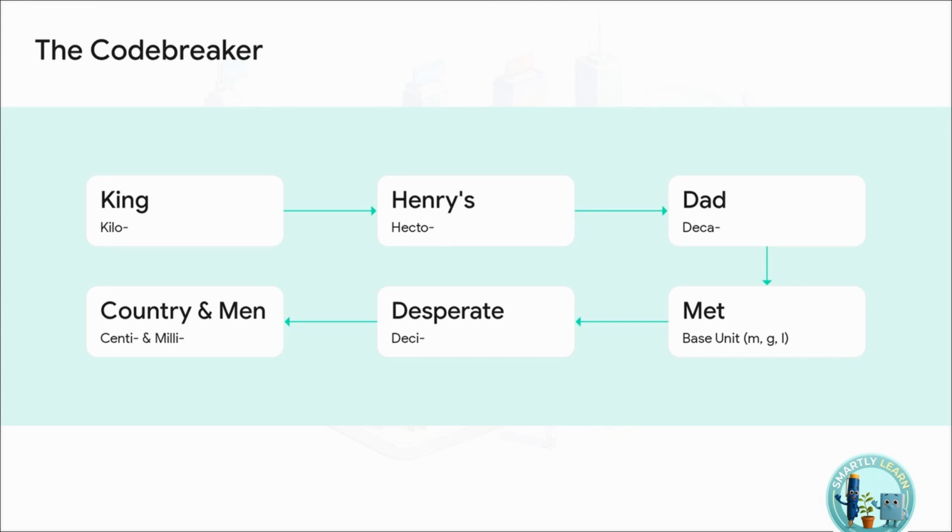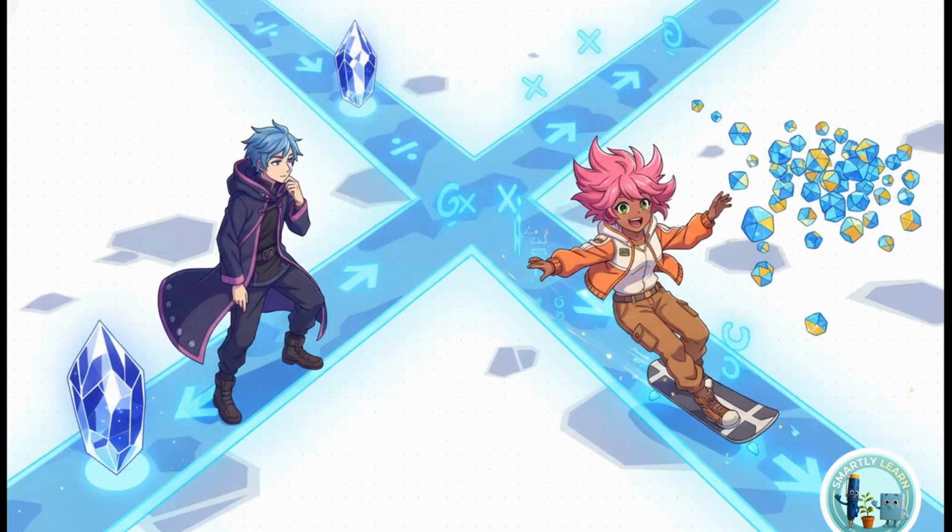So what's the deal with King Henry? Well, check this out. The first letter of each word is our secret code. It lines up perfectly with the order of the prefixes. King is for kilo, Henry for hecto, dad for deca, then met in the middle stands for our meter, gram, or liter, and it continues all the way down to men for milli. This little sentence, this is your roadmap for every single conversion. And every roadmap has rules, right? Well, this one only has two, and they are golden.